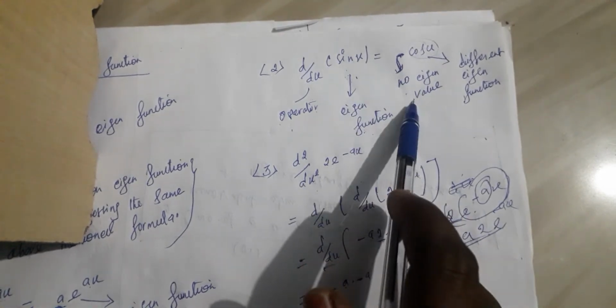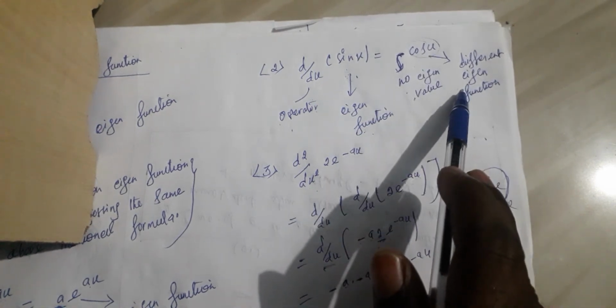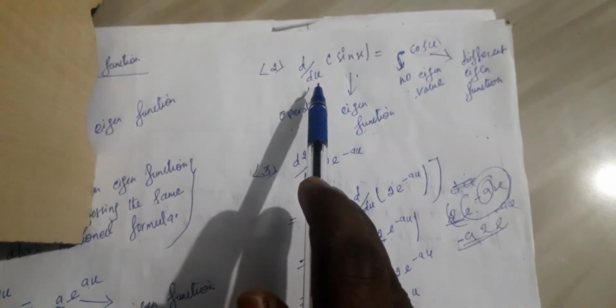In the product there is no eigenvalue, but we only get the eigenfunction cos x. Here we are getting a different eigenfunction. In the reactant the eigenfunction is sin x, and in the product the eigenfunction is cos x. So we get a different eigenfunction.